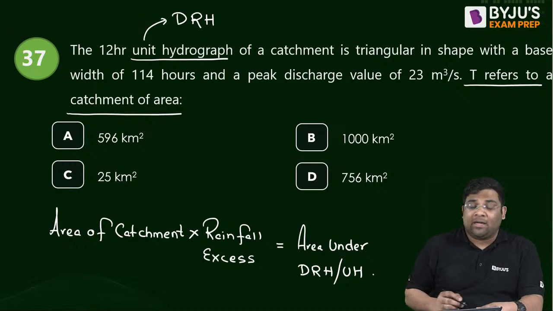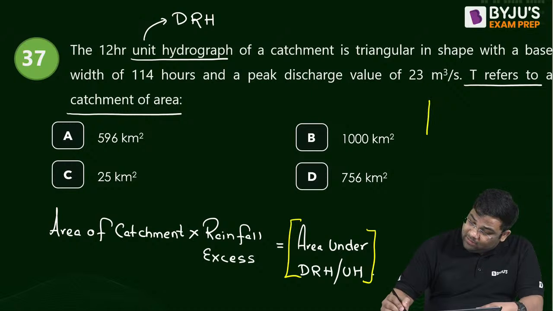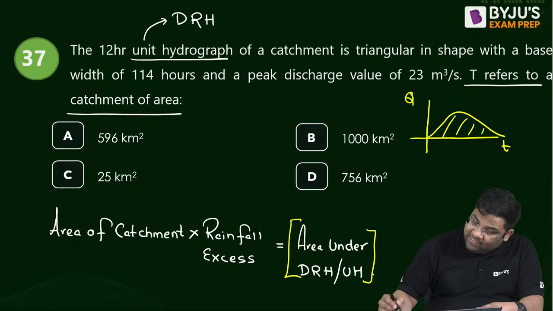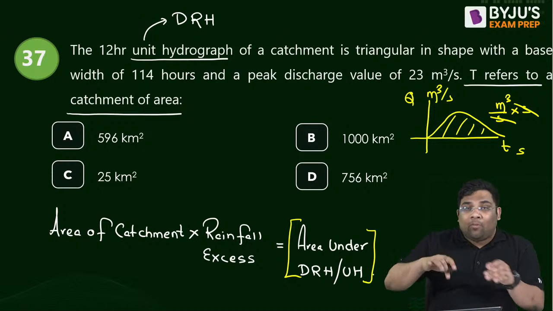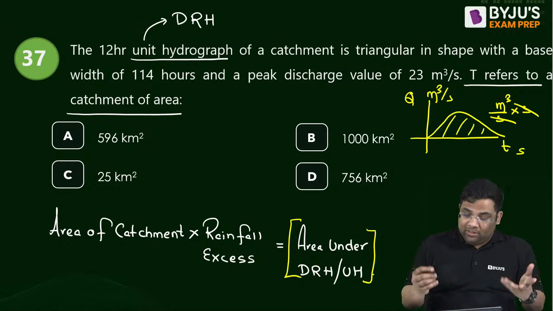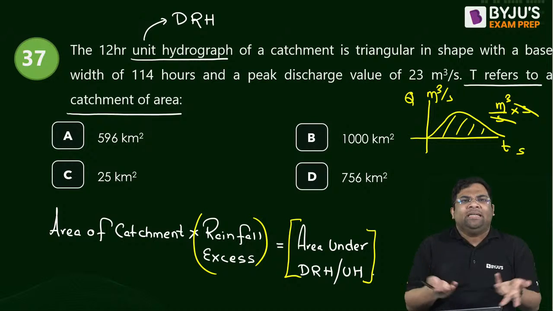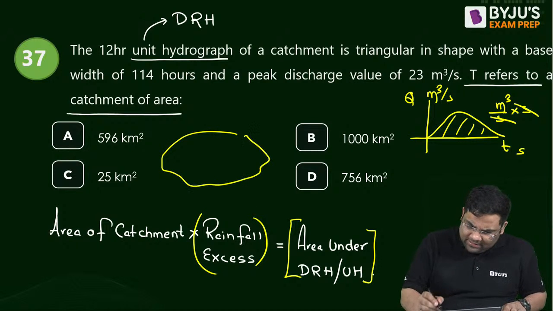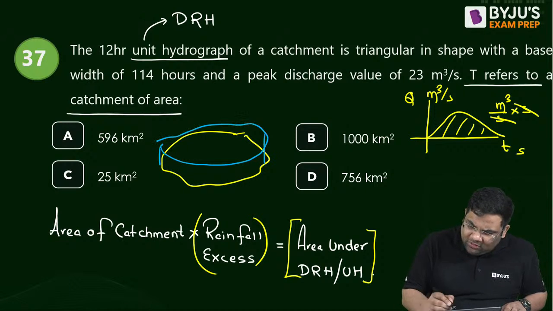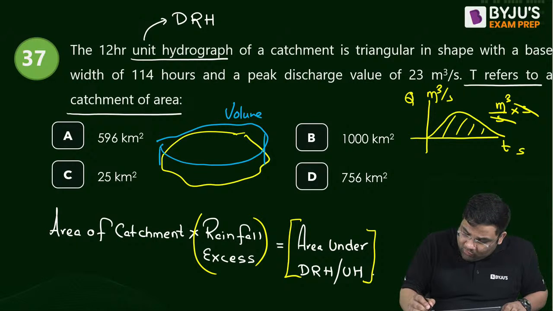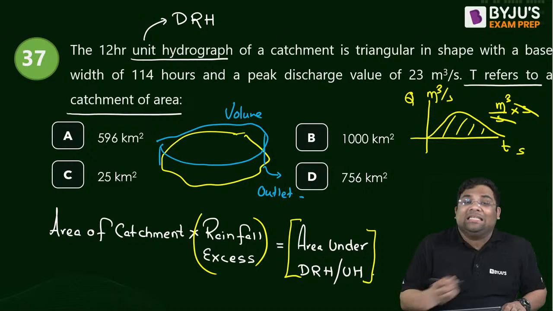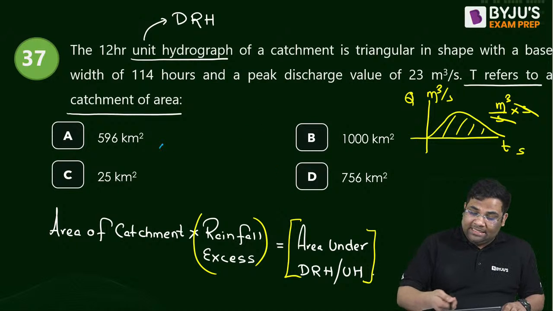Now, how does this formula come? You see, what is a DRH? It is discharge versus time, it is a hydrograph. So if you take this area, it is meter cube per second, and time is second. So meter cube per second and second will give me the volume of water discharged. And the volume of water discharged will be equal to the rainfall depth into catchment area, right? If we have a catchment area, like this, A, and suppose we have a certain depth of rainfall, this will become the volume, and this volume will be available at the outlet as total discharge water, right?